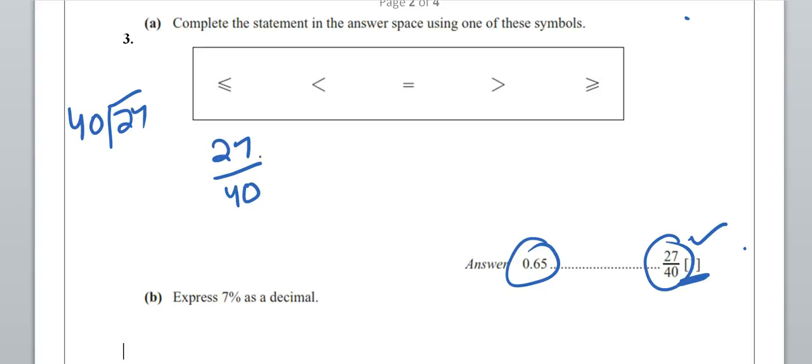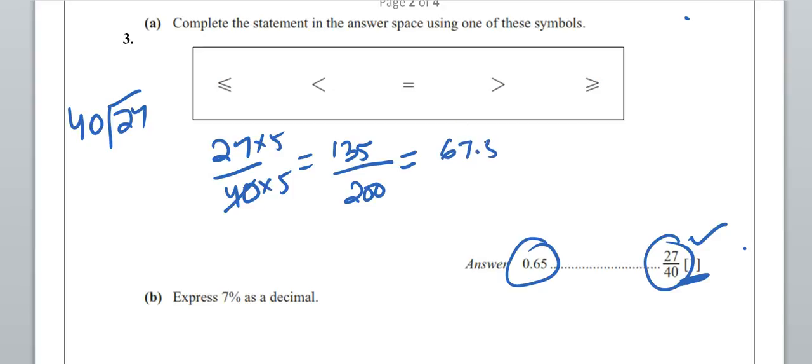So here it is 40. If I do 40 multiplied by 5 and again 27 multiplied by 5, I will get 5 40s are 200 and 27 5s are 135. So that will be 135 upon 200. Again, now 200, I will make it 100. 135 divided by 2, so that will be 67.5.